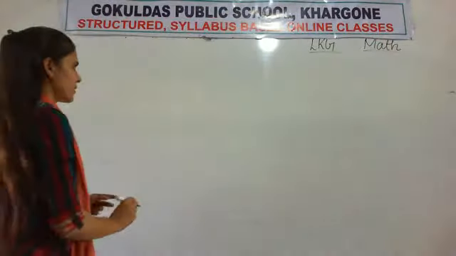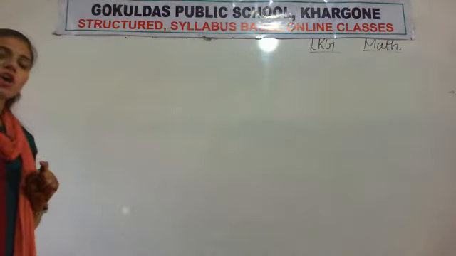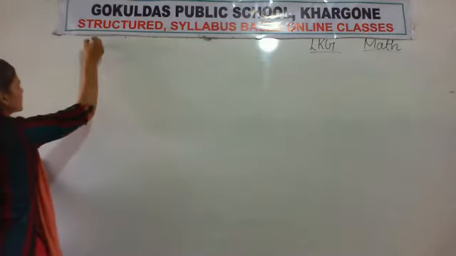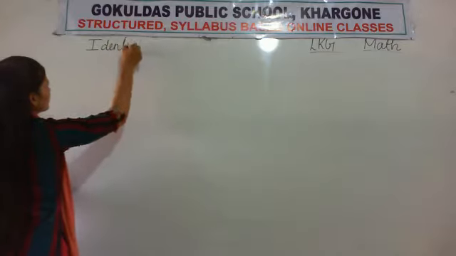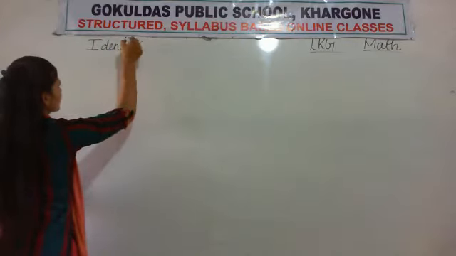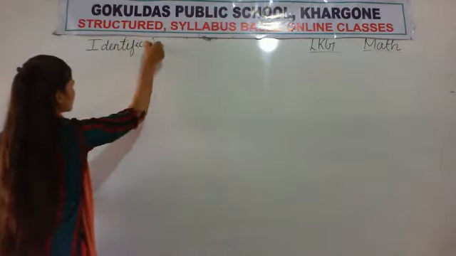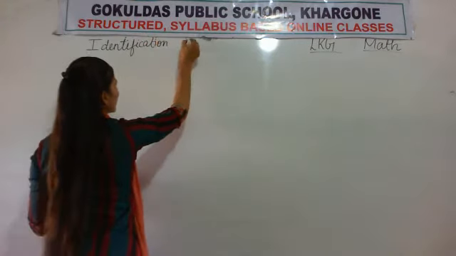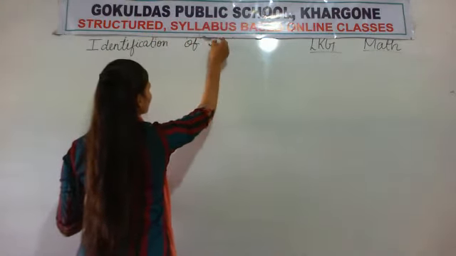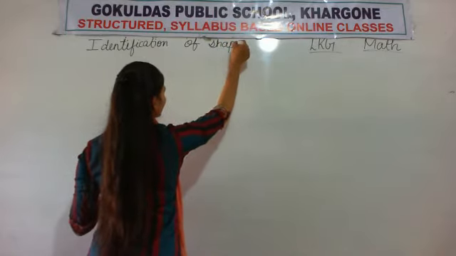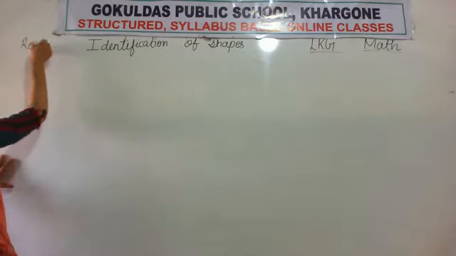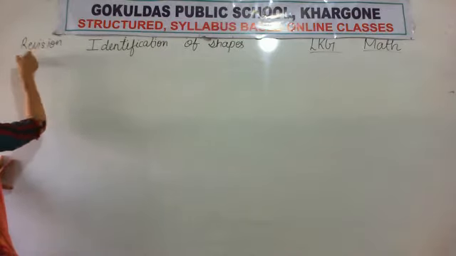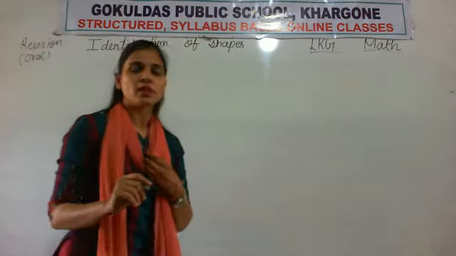After numbers, next exercise is identification of shapes. Shapes. Okay, this is also revision. Oral. Okay, identification of shapes.